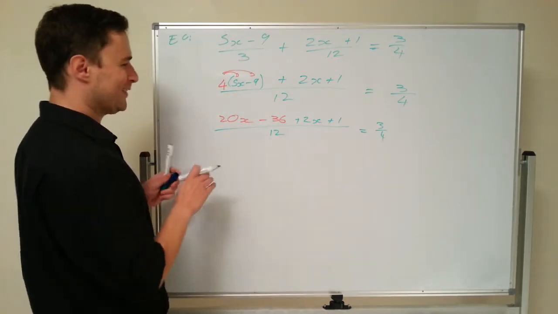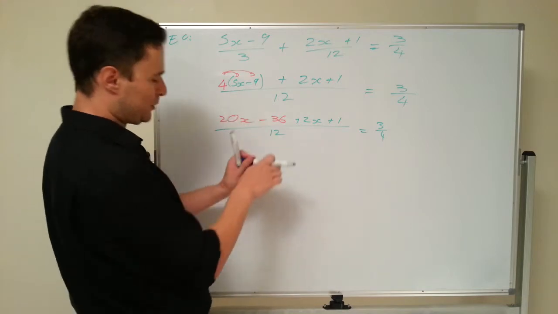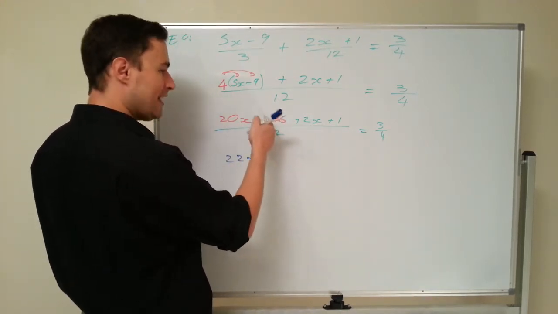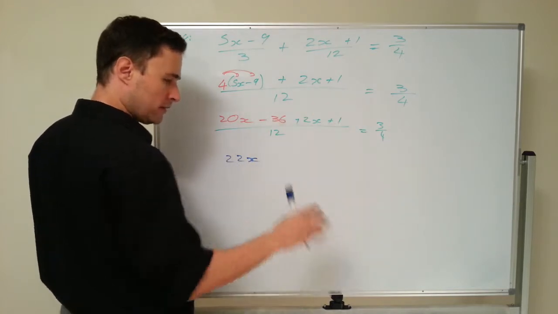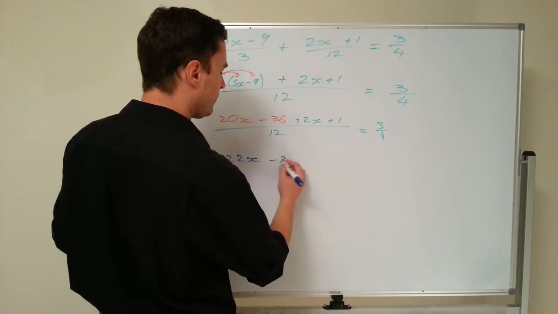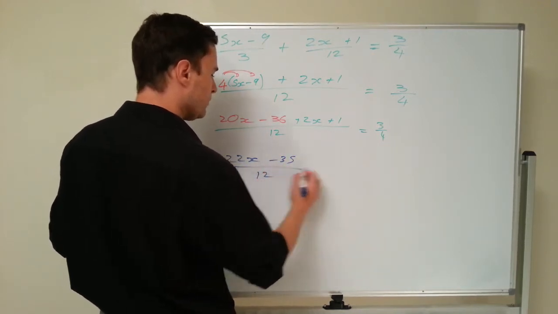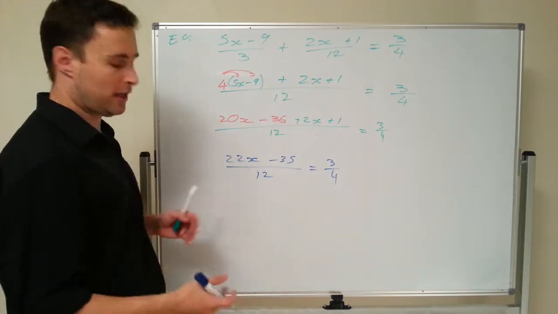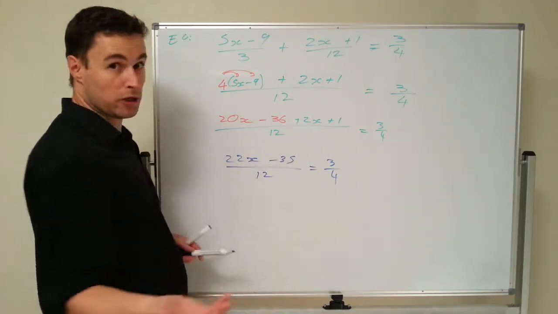Make it look pretty. So 20x plus 2x is 22x. Negative 36 and 1, going up from 36, is negative 35, all over 12 equals 3/4. Okay? Now I've got to here. So now it looks like what it did before.